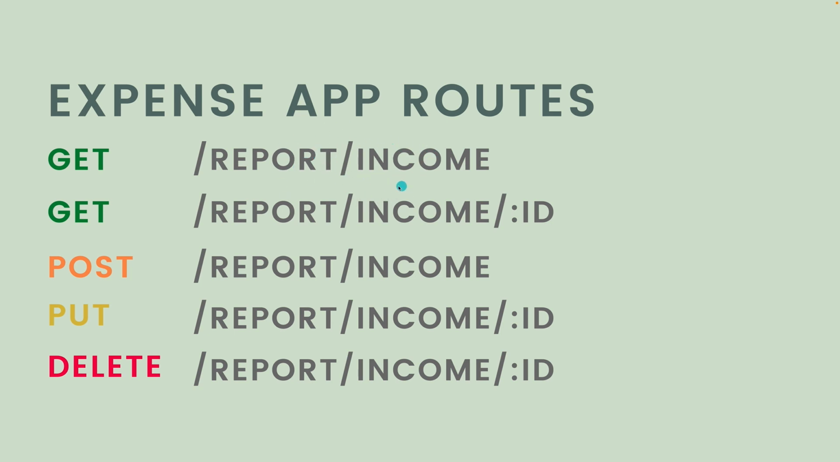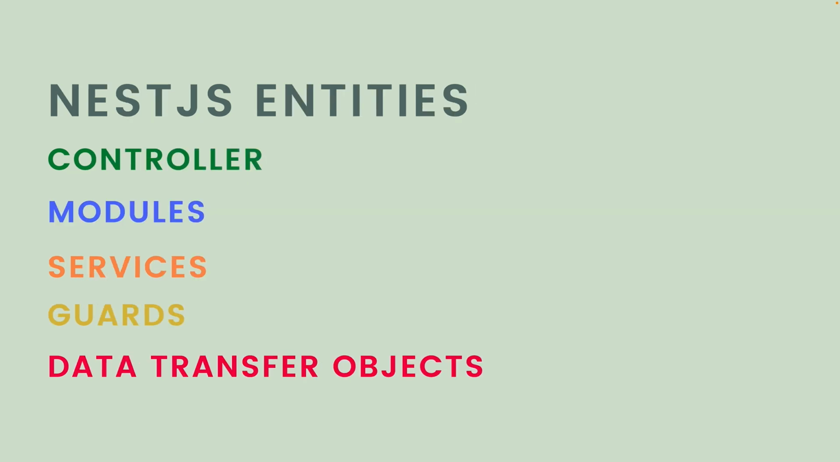Now, how in the world are we going to create endpoints inside of Nest? Well, in NestJS, there's a bunch of different entities that we can utilize to do different things. Here is an example of 5 of the most common entities that we're going to be utilizing: controllers, modules, services, guards, and data transfer objects. There are more entities inside of Nest, but these are the 5 most common.